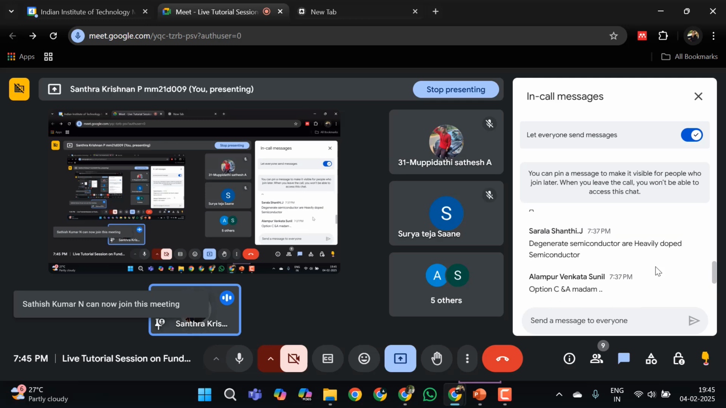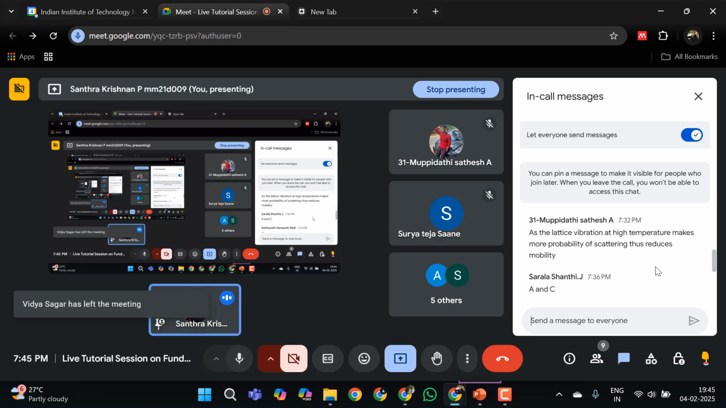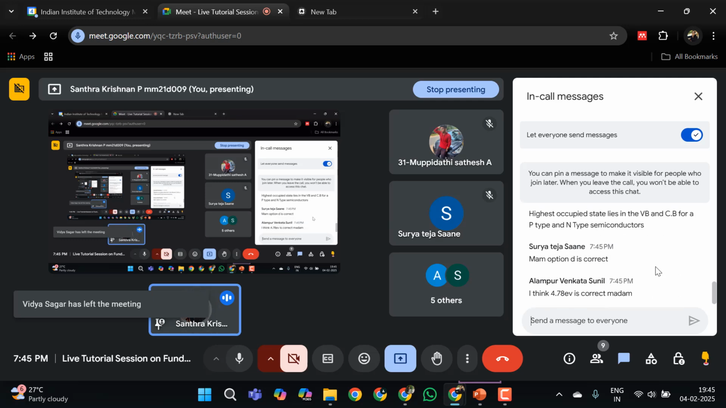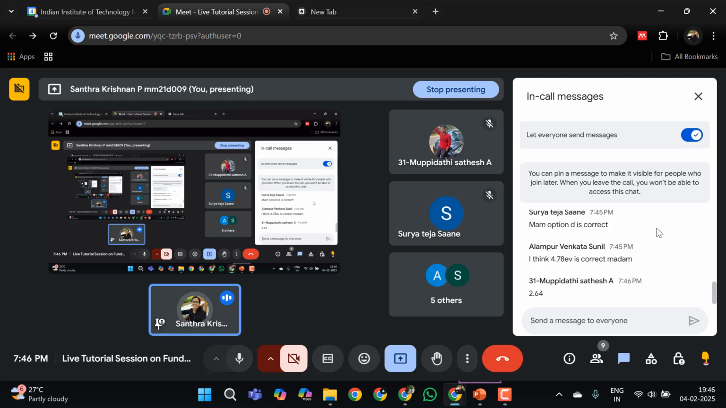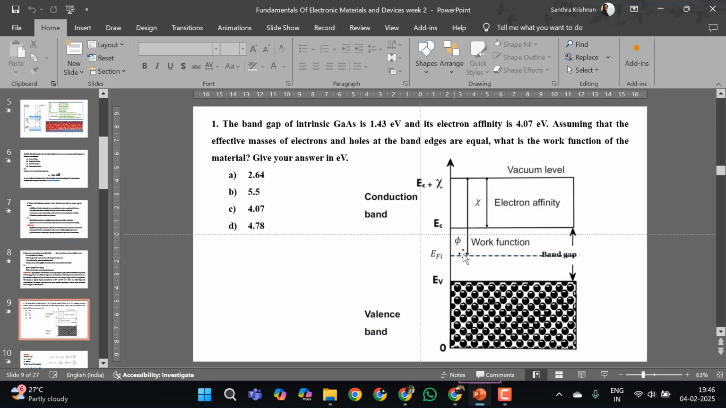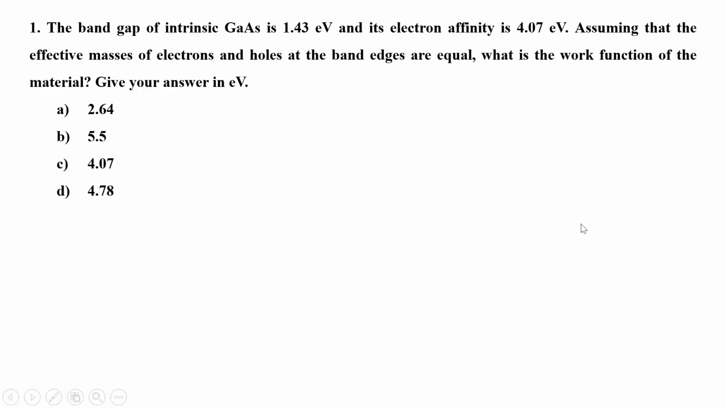Okay, the previous question, many people had answered. This is the reason why I asked you guys to unmute. One person has answered 4.78 electron volt. What about the others? Another person is giving 2.64 electron volts. So that is kind of contradicting, so let's see who is correct. 4.78 and 2.64 are the answers that we got. Others?